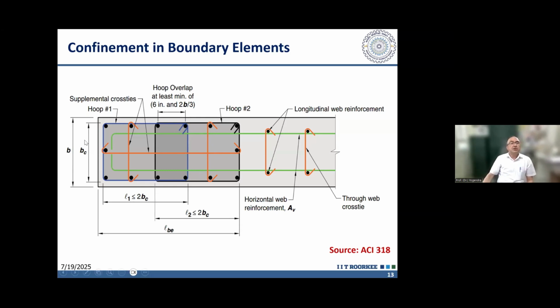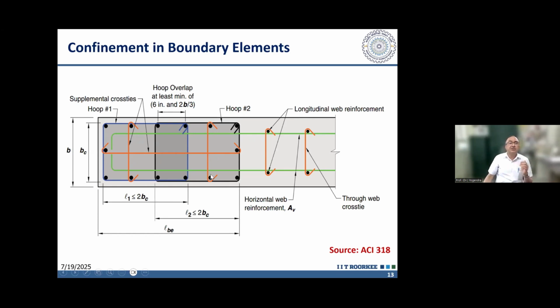But our code calculates the size of the bar which is used to provide stirrups and ties. That calculation is based on assuming equal diameter of the ties and bars. So theoretically, there is no problem. We can provide unequal size of ties and stirrups, but the formula which we are using in our code to calculate the diameter of the bar or the area of the bar which we are using to form these stirrups and ties is based on the assumption that these are of equal size.